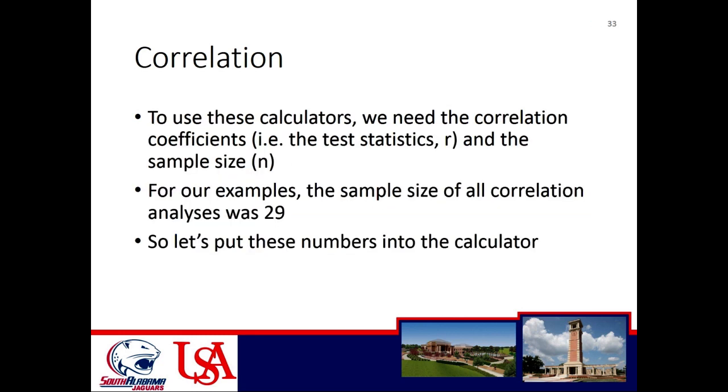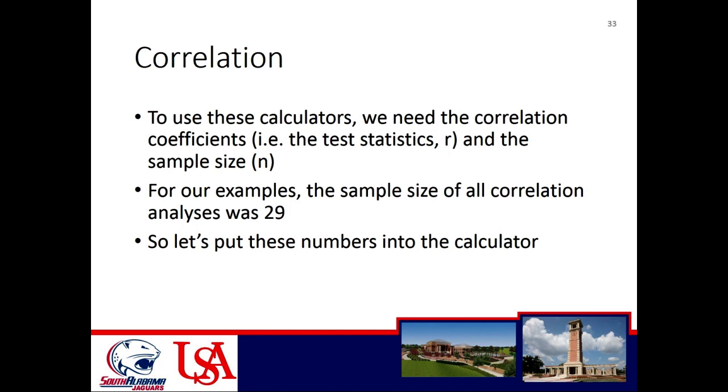So to use these calculators, we need the correlation coefficient, also known as the test statistic or the R value, and we need the sample size. In our examples, if you look at our data set, we had a total of 30 rows, but that included the labels. Since we need to take out that row with the labels, that gives us a sample size of 29.